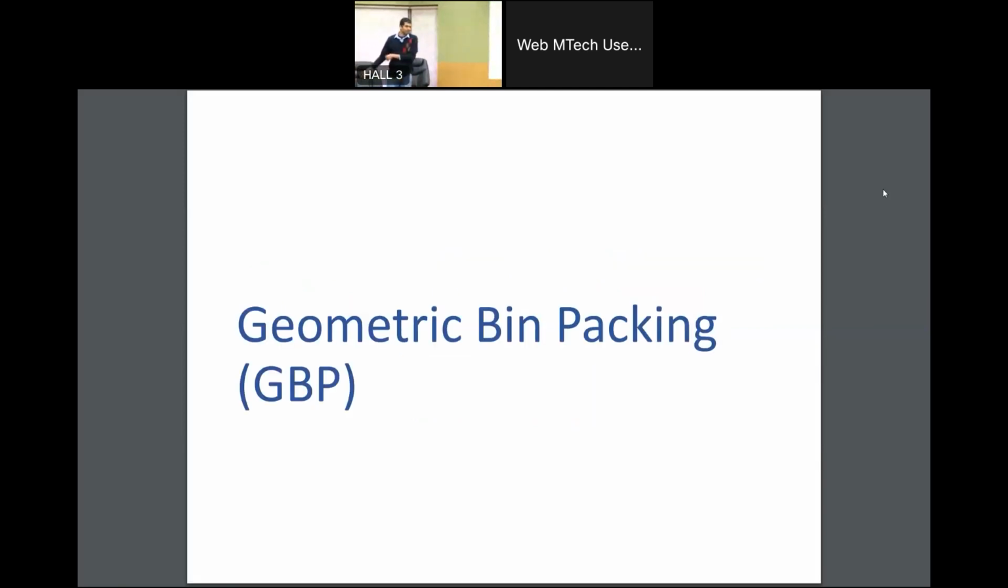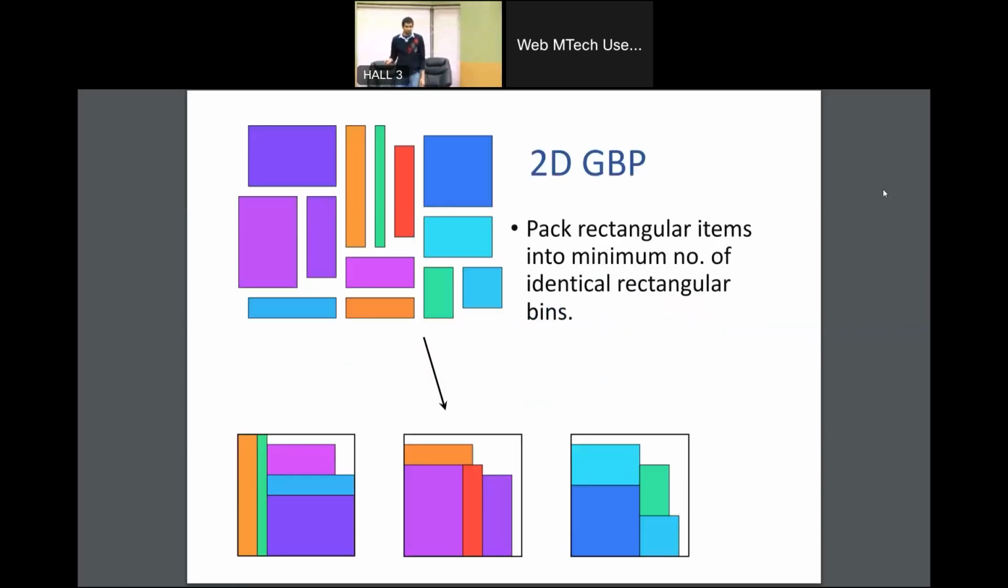I'll start by talking about the geometric bin packing problem. In the two-dimensional geometric bin packing problem, we are given a set of rectangular items, and we are given an infinite supply of identical rectangular bins. And our task is to pack these items into the minimum number of bins.